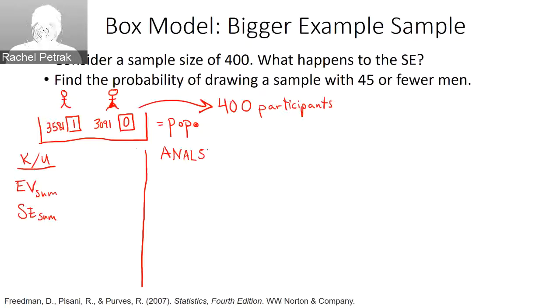Over in our next section, we can do our analysis. What's the analysis? Well, nothing too scary. It's just the calculation for finding first the expected value for the sum. We know that the expected value for the sum is equal to the number of draws times the average of the box.